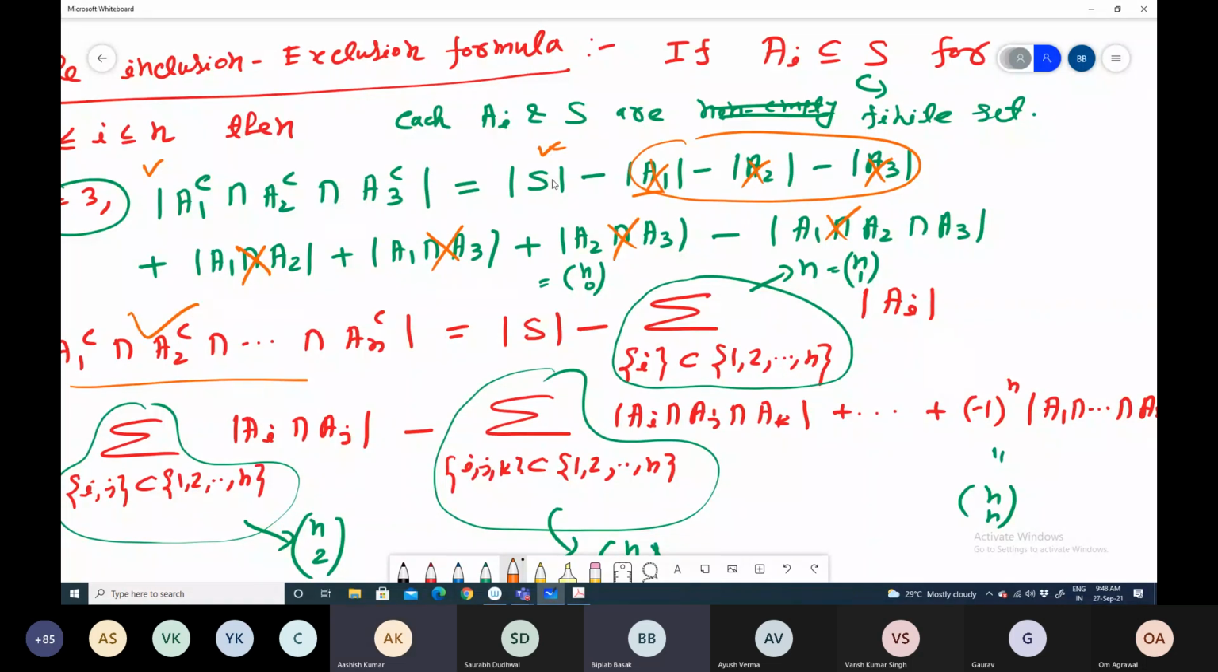Since we are taking here cardinality of S, definitely there will be one element here, but we have to be sure that that element will be cancelled out from some of this set. Yes, I understood. So that absolute counting will be 0.